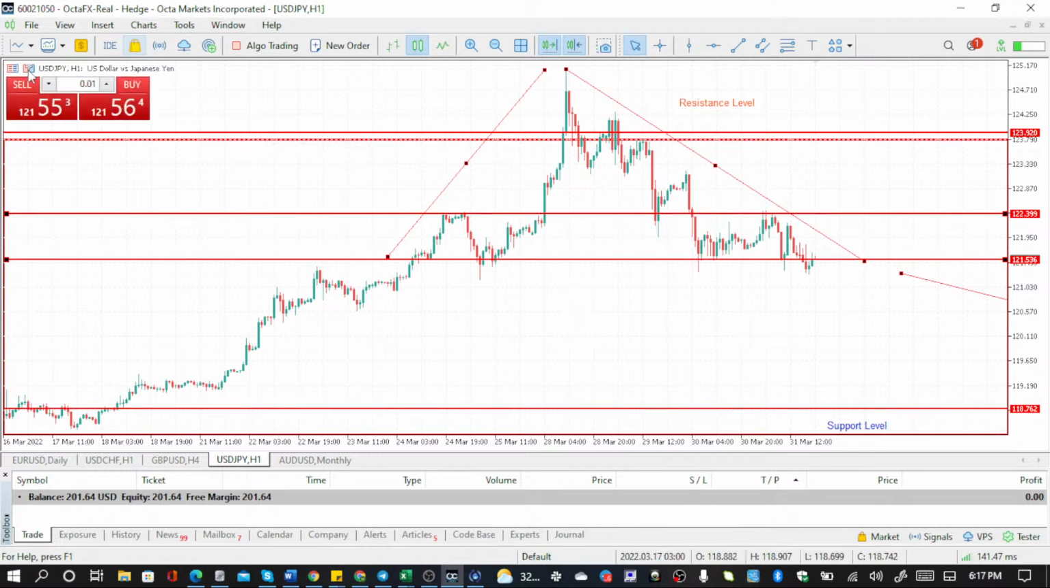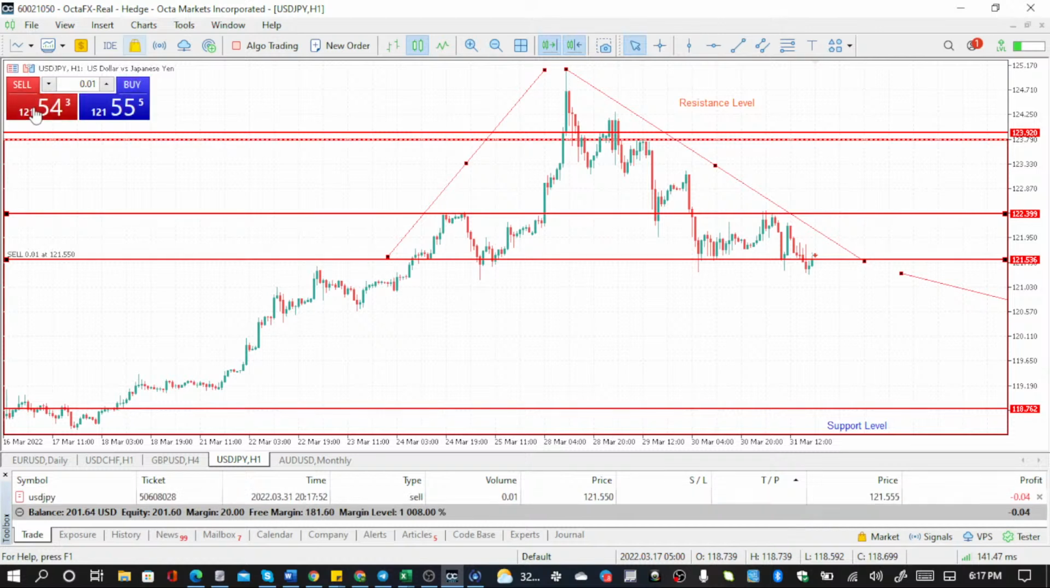Now I'm shorting. Should we short? Are you with me? Good. I'm shorting now. So we've shorted straight up. Let's put in our stop loss and our take profit.